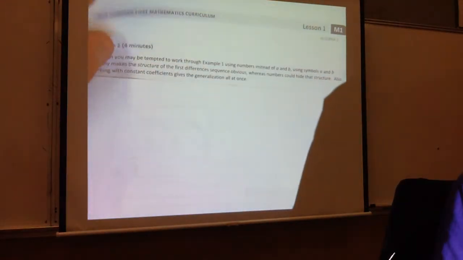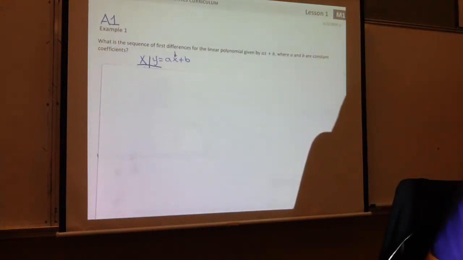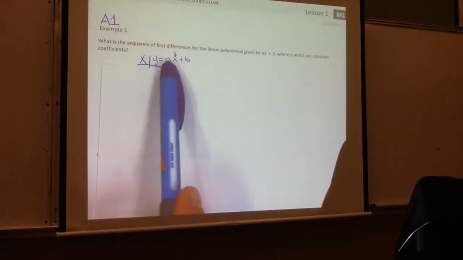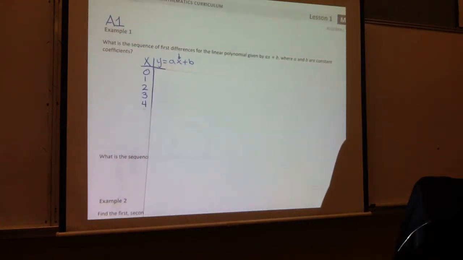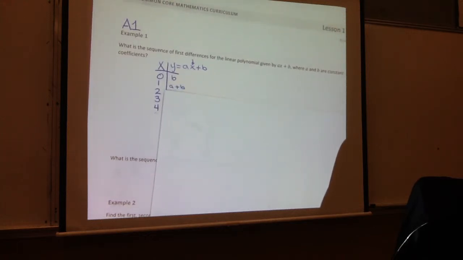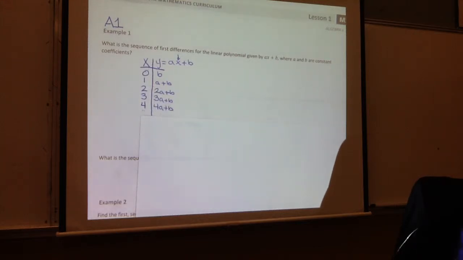So, to begin, we know that we have values of x and y for our linear, which is y equals ax plus b. So we pick values of x, like 0, 1, 2, 3, and 4, and we can plug them in. So 0 times a plus b is just b. 1 times a plus b is a plus b. And so we create our list of values where we're plugging in x, and we put the result there.